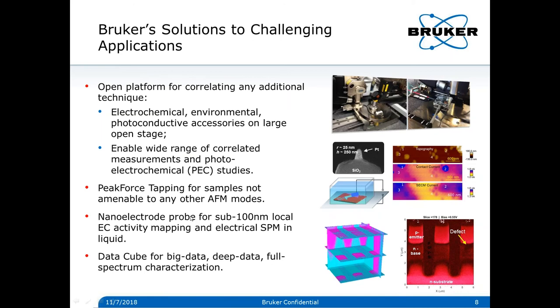And recently, we developed a narrow electrical probe, and this allows sub-100 nanometer local electrochemical activity mapping, and also electrical SPMs in liquids. And we also have a data cube mode, and this mode is for big data, deep data, and full spectrum characterization. Now we're seeing AFM data as a cube, like a 3D data structure. And from here, for example, you can see the moving of the effective junction at different bias for these IGBT devices.